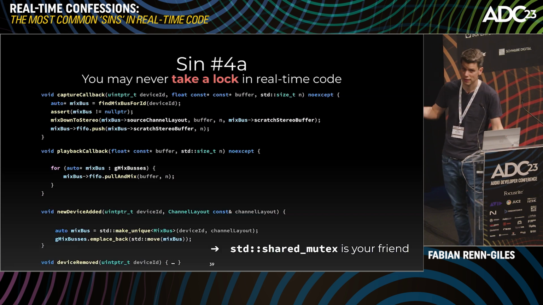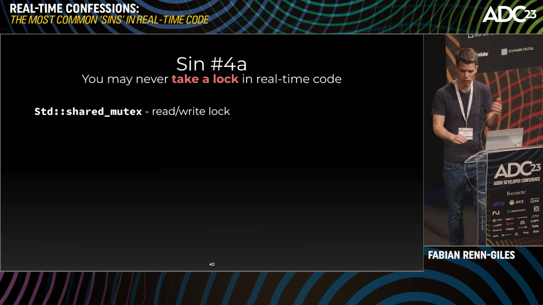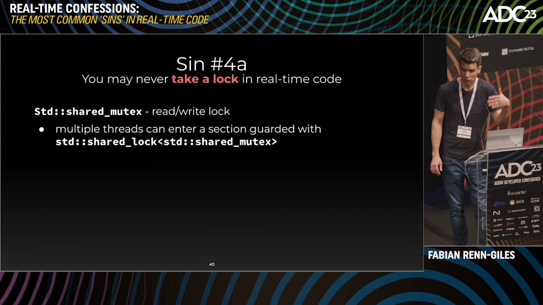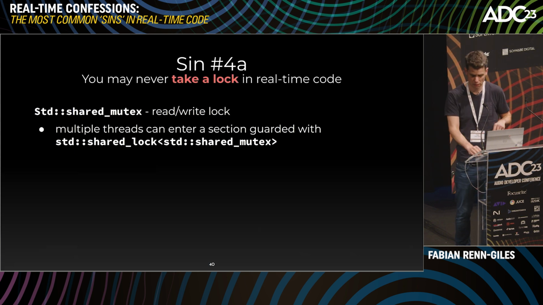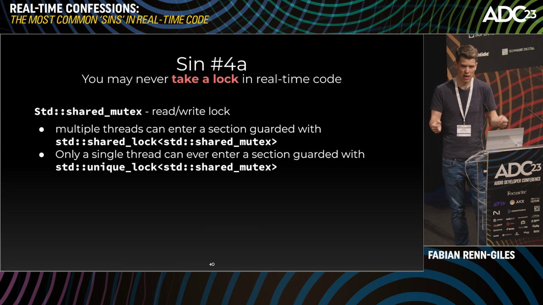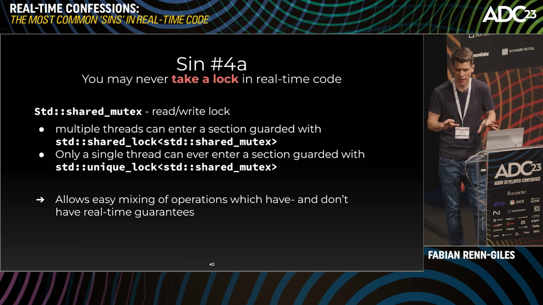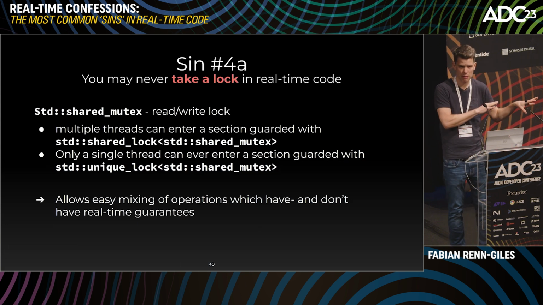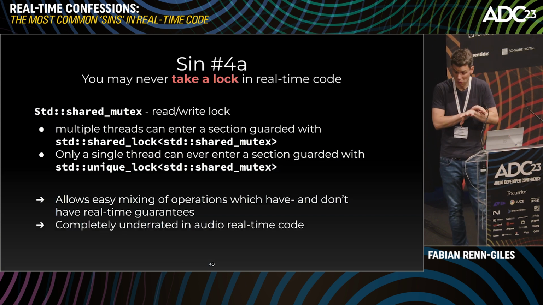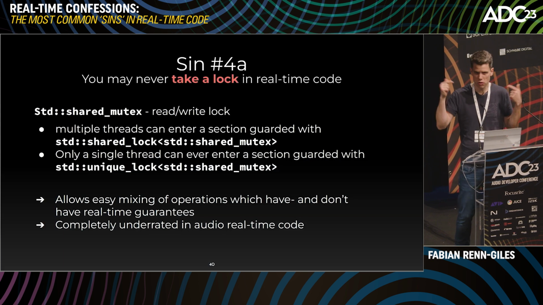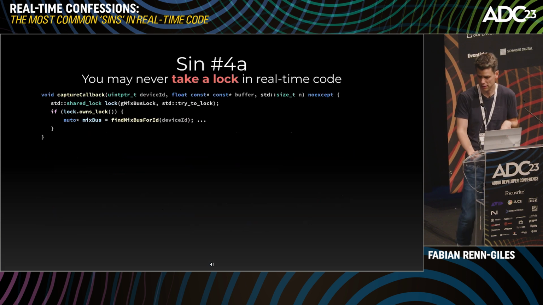And in these types of cases, shared mutex is your friend. If you don't know what shared mutex is, sometimes it's called a read-write lock. Multiple threads can enter the shared lock of a shared mutex without contending each other, but only a single thread can ever enter the unique lock of a shared mutex. And this is super good if you're mixing operations which have real-time guarantees and which don't have real-time guarantees. And I think this is completely underrated in audio. I'm using a shared lock now everywhere in my code, exactly for these types of situations.